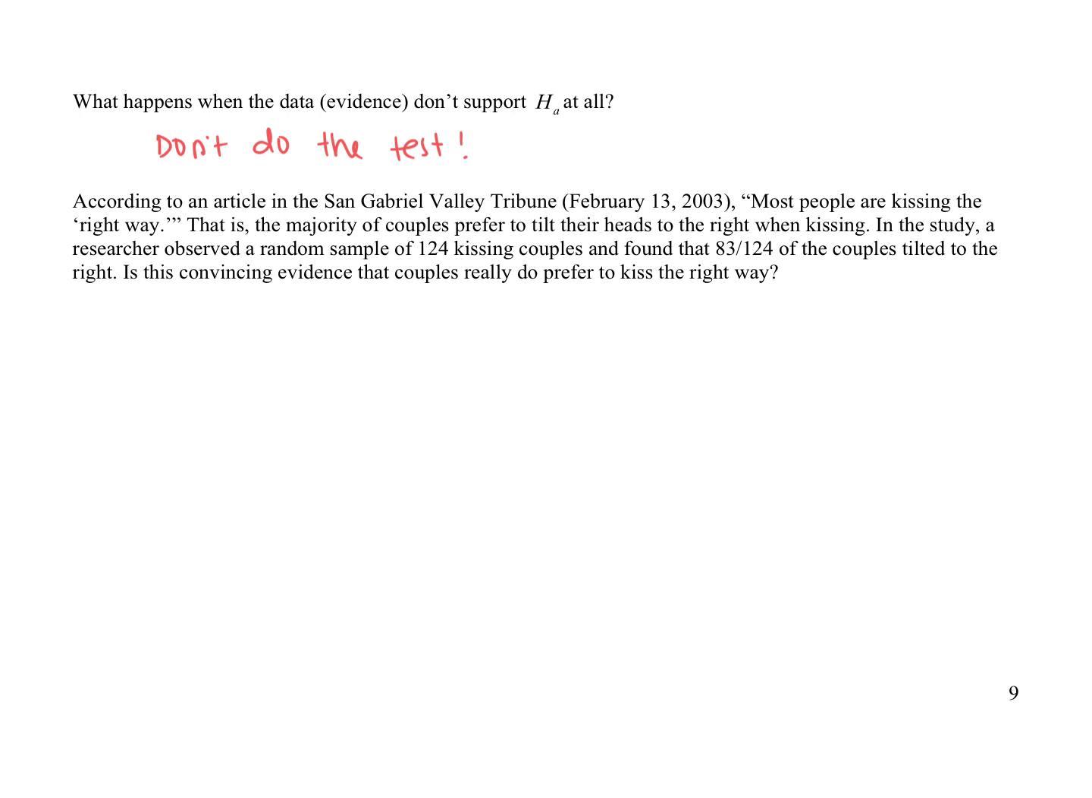Okay, according to an article in the San Gabriel Valley Tribune, most people are kissing the right way. That is, the majority of couples prefer to tilt their heads to the right when kissing. In the study, a researcher observed a random sample of 124 couples and found that 83 tilted to the right. Is there convincing evidence that couples really do prefer to kiss the right way?